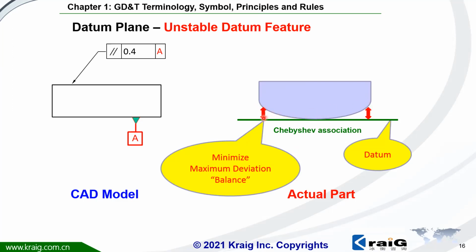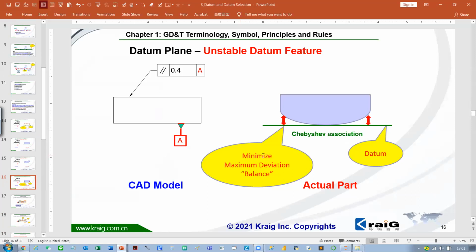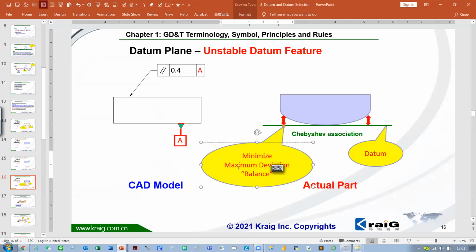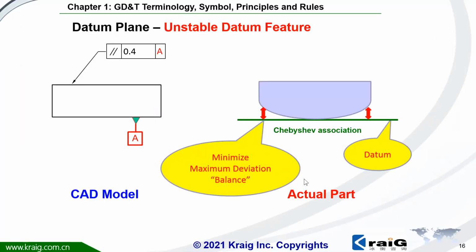according to the theory of minimax. That means we are going to use the minimax approach here: minimize the maximum deviation. There's always some place where there's a deviation from the datum feature to the tangent plane. We try to minimize the worst deviation. This is why we call this minimize maximum deviation.